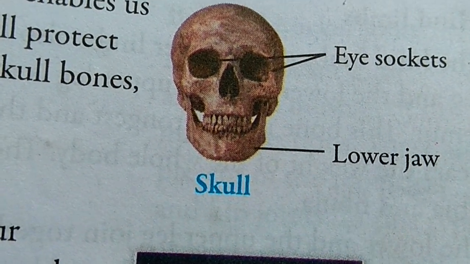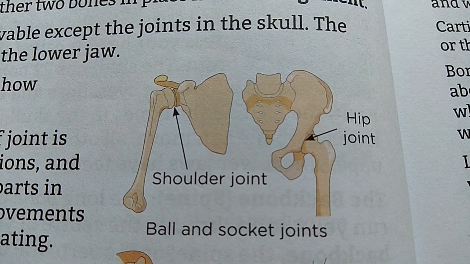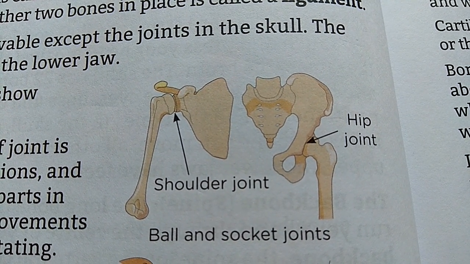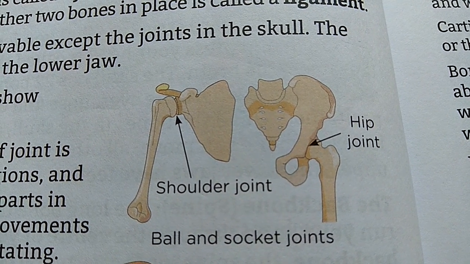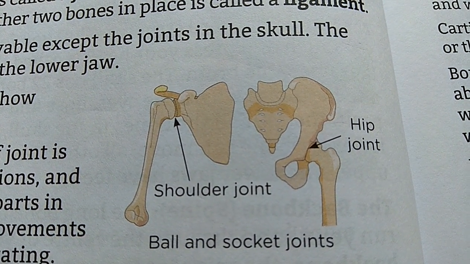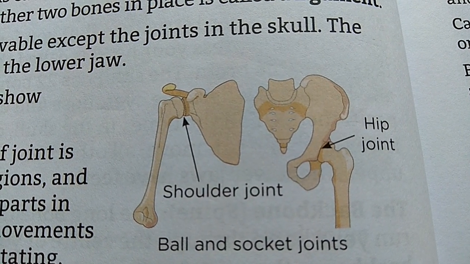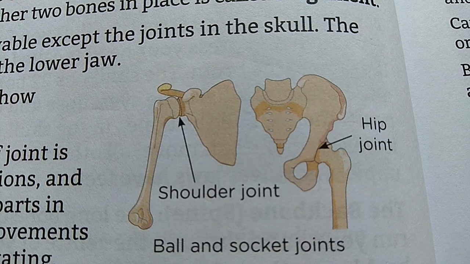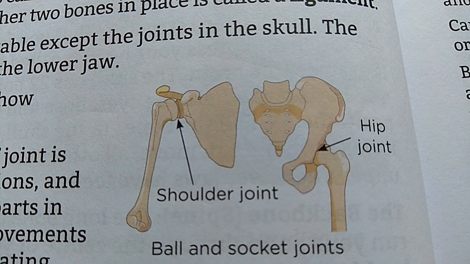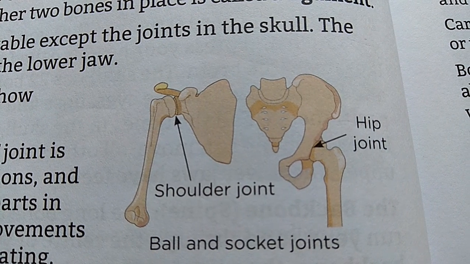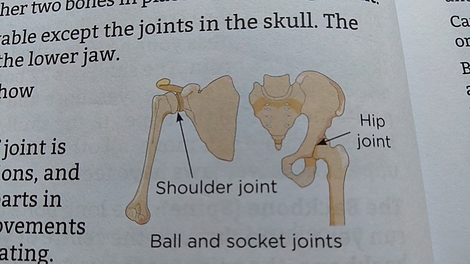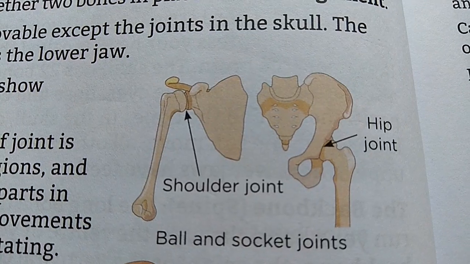As we are talking about joints, let us know about the different types of joints and the different kinds of movements they allow. Let us start with the first one, the ball and socket joint. This type of joint is found in the shoulder and the hip regions, and it allows movement in many directions, that means in all directions. It helps in movements like stretching, rotating, bending, etc.